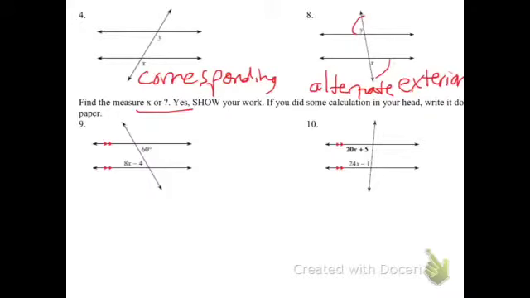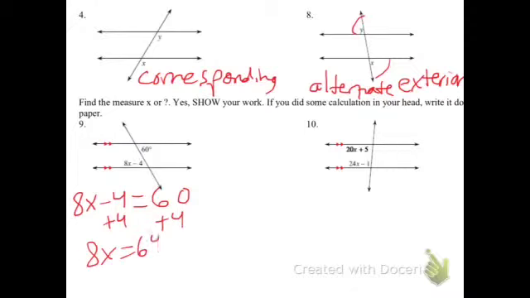Moving down to the next part, you have to get the value of x, or the question mark, and you have to show your work, so make sure you do that. These two angles here are alternate interior angles, which means they're equal to each other, and so that's where this equation comes from. 8x minus 4 equals the 60 degrees there. And now you just have to solve for x. So you're going to add 4 to both sides. You'll get 8x equals 64. Divide both sides by 8. You have x equals 8, because 64 divided by 8 is 8.